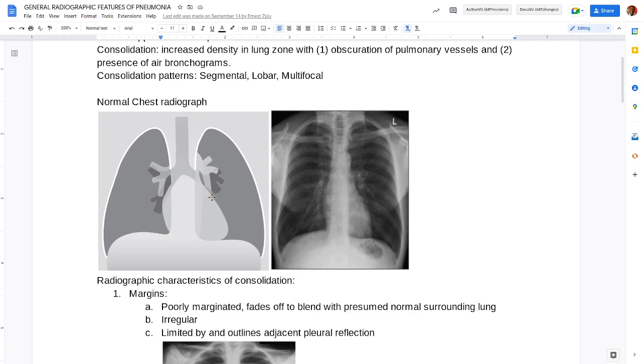I don't know. Is it this white? I'm just trying to. Yes, exactly, this white stuff, right? That is the heart. Yes, that is the heart.